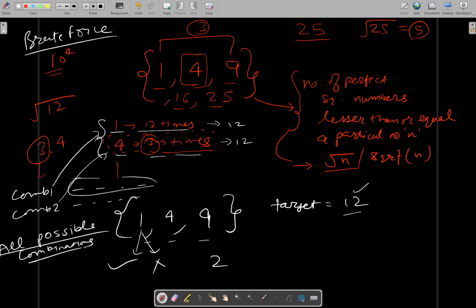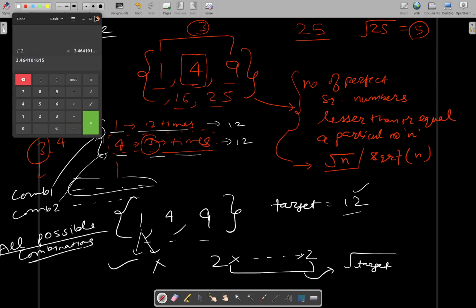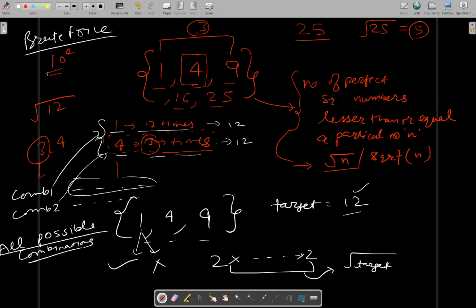So in all, how many combinations will be generated? 2 into 2 into 2, repeated square root of target times. And the upper bound on target was 10 raised to power 4. If you take the square root of 10 raised to power 4, it will be 10 raised to power 2, which is nothing but 100. So overall the number of operations required will be of the order of 2 raised to power 100 to generate all possible combinations.